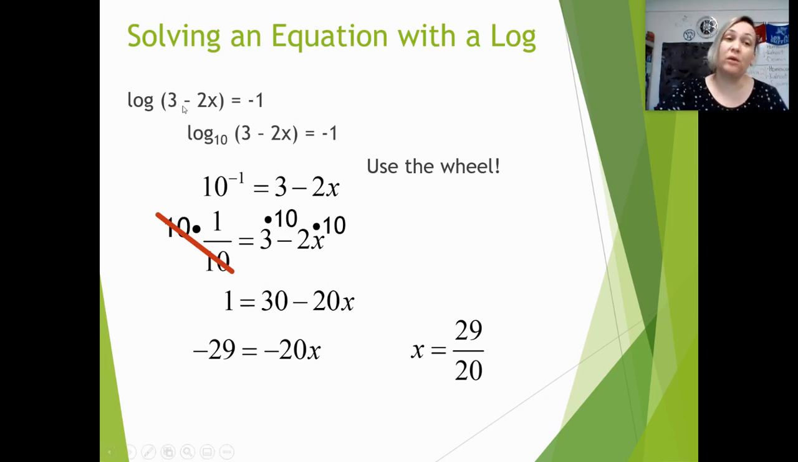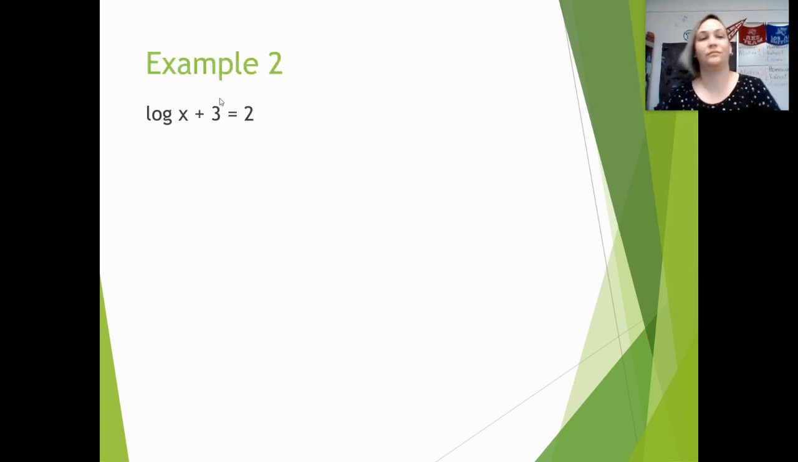Okay, now on this problem, everything next to the word log was completely contained within some parentheses. That was grouping it all together and saying all of this stuff belongs to the word log. I am taking the log of 3 minus 2x, all of it together. But that's not always the case. So let's take a look at the next problem.